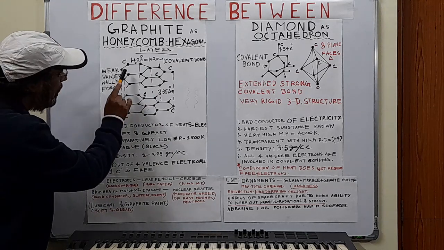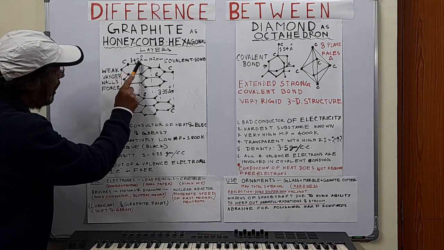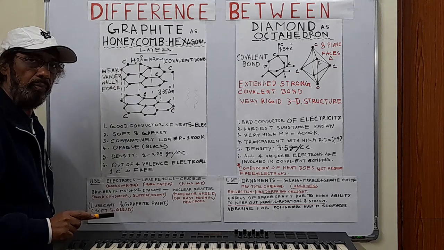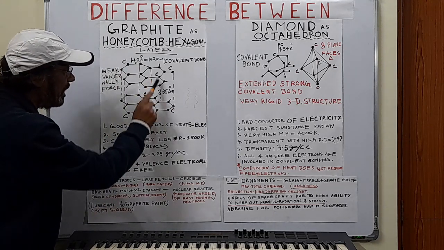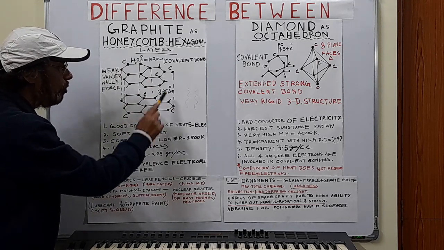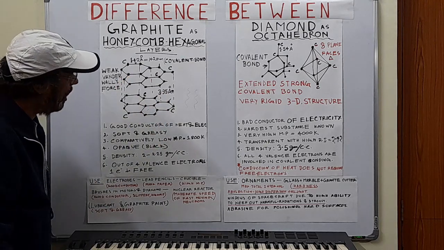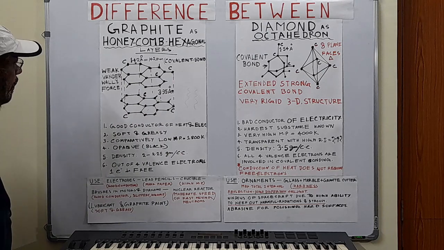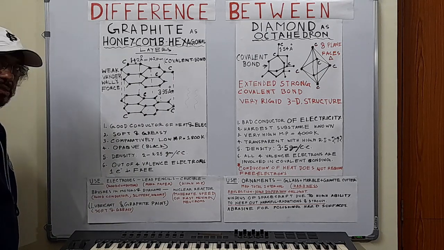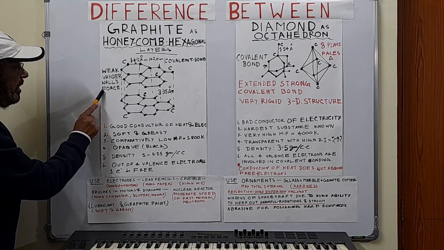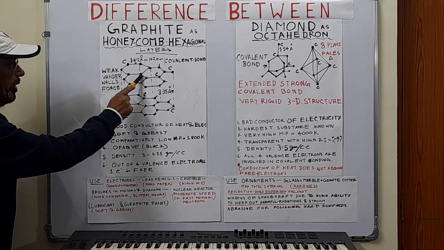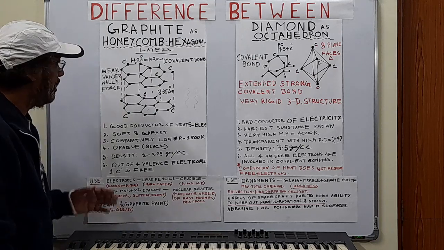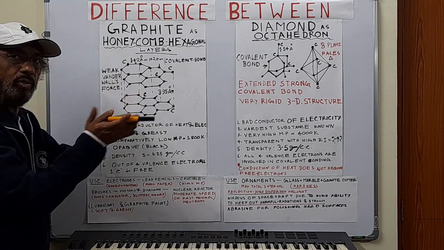Now we see that in a single layer, the bond length between two carbon atoms is 1.42 angstrom. But in between two successive layers, the bond length, which is represented by the red dotted lines, is 3.35 angstrom. Therefore, there exists a weak van der Waals force between the two successive layers. For that, one layer can slide over another layer.